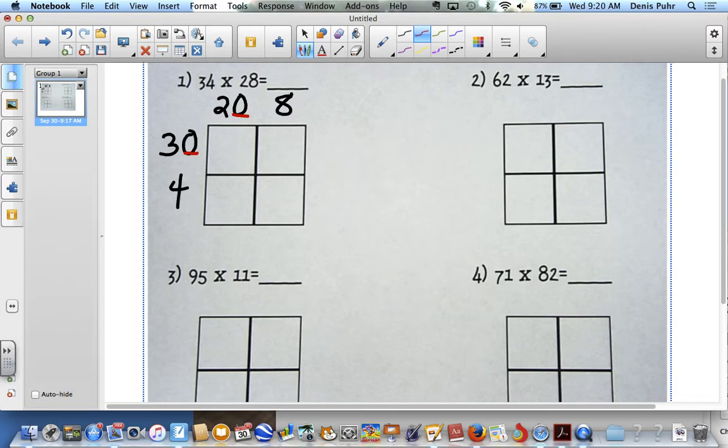20 times 30. Again, we go 2 times 3 is 6. And then we bring over 2 zeros. Then we continue on. 30 times 8. So we do 3 times 8.